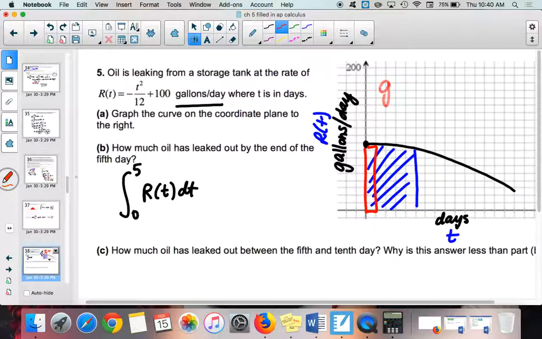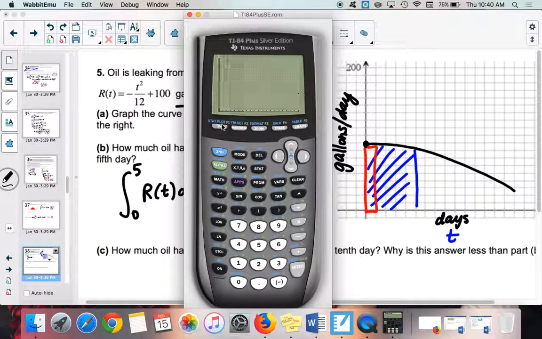Okay, so we're going to find how much has leaked out by the end of this day, and we're going to use our calculator to do all the work for us. Does everybody have that first thing in for y1? So look under our y1. Do you all have negative x squared divided by 12 plus 100? I don't want to type that in again. I already typed it in.